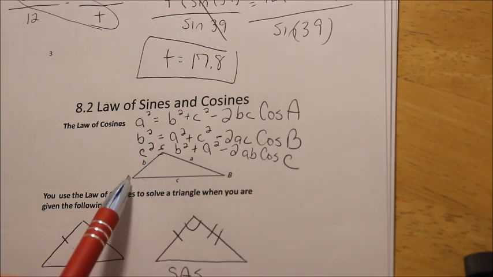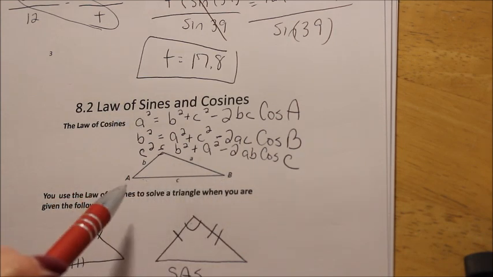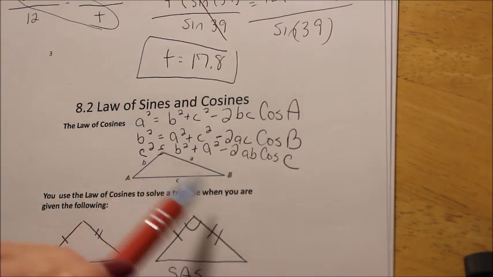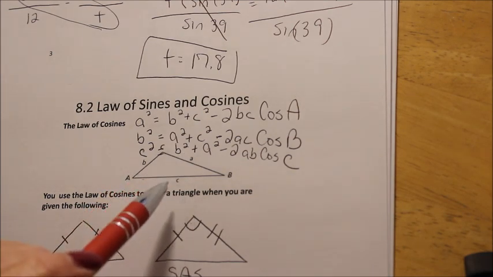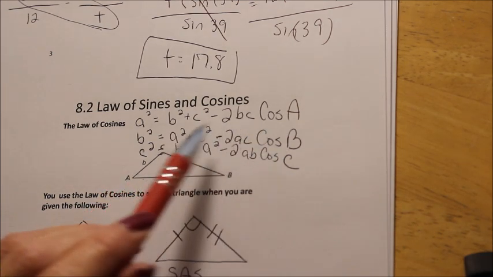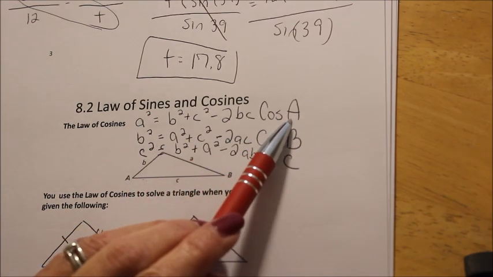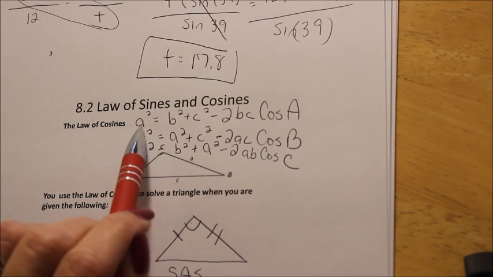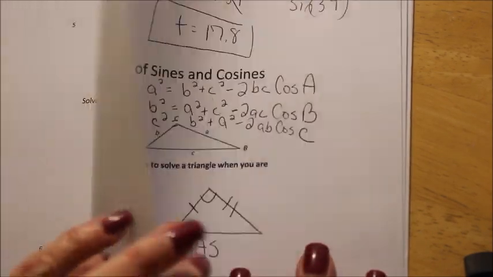So if it was EFG, it would be E squared equals F squared plus G squared. It's the same. Just know that it's the other two sides in here, and then the angle measure opposite whatever this one is is going to match. Okay. All right. So I think I have two examples of that.